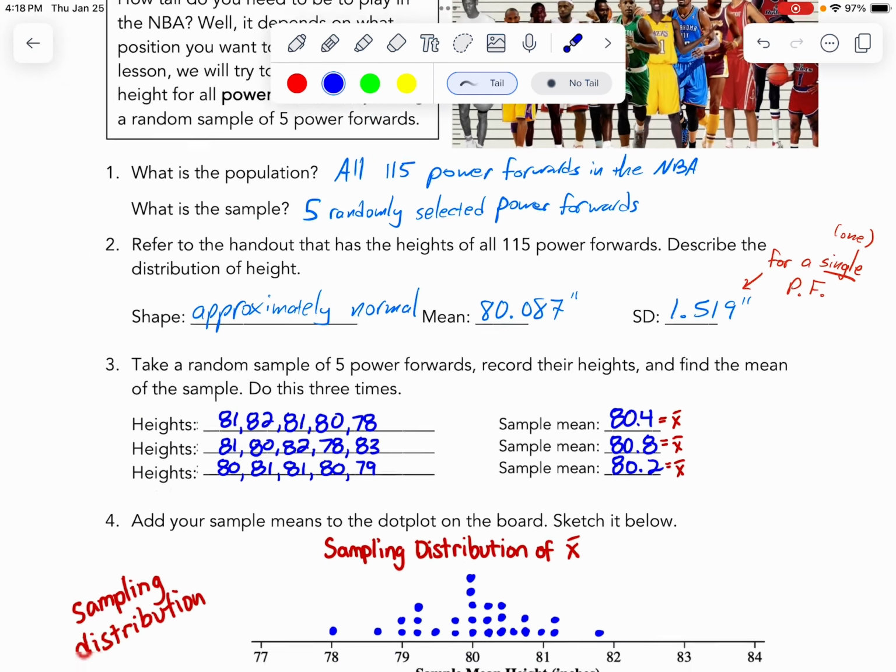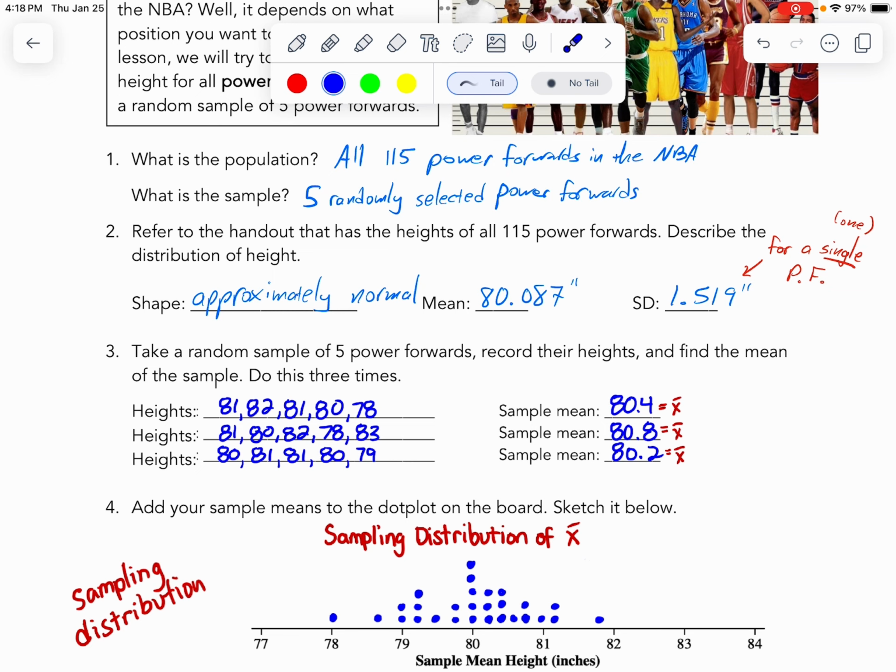Okay. Now, here's what we're going to do in class, and you'll miss it, but you can kind of get the idea. Everyone in class is going to take a random sample of the 5 power forwards from the list. They're going to record their heights, then they're going to add them up and divide by 5. So I have 5 samples here: 81, 82, 81, 80, 78 was the first sample. Add them up, divide by 5, and you would get an X bar. Today we are working with means, sample means. Last week was proportions. Now we're taking numbers that it makes sense to find an average of, an average height.